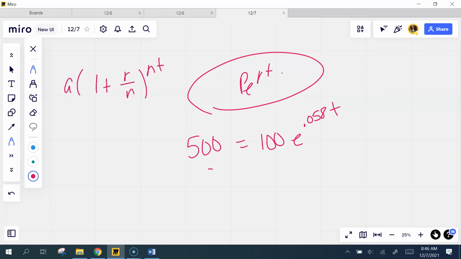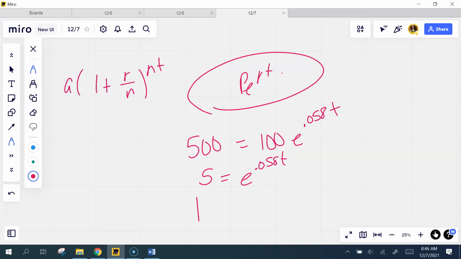So 5 equals e to the 0.058t, and now I can change forms or take the log of both sides. The percent has to be a decimal. Oh wait, no, sorry. There were 2 decimals. All right, anyways. Okay. So you do natural log 5, was what?